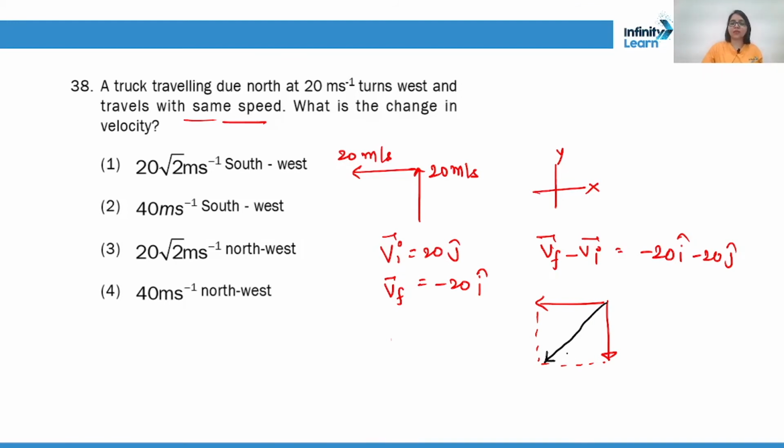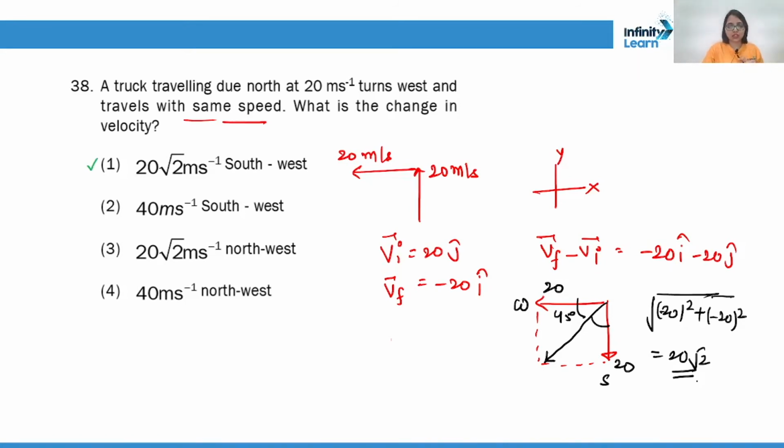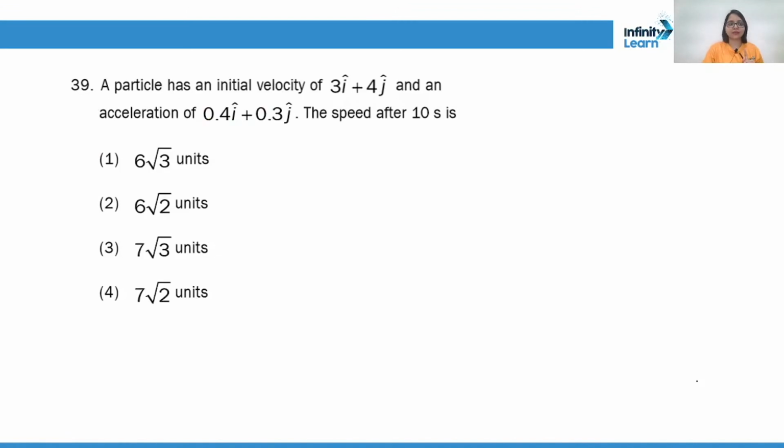According to the parallelogram law of vector addition, this is 20, this is 20. So this angle is 45, this angle is 45, and this is your south direction, this is west. So the resultant will point southwest, and the magnitude will be the square root of minus 20 square plus minus 20 square, which is equal to 20 root 2. So the net change in velocity is 20 root 2 meter per second along the southwest direction, which is option 1.